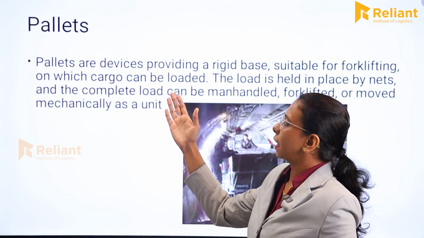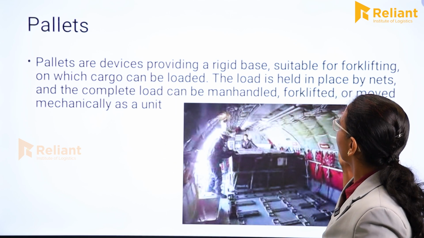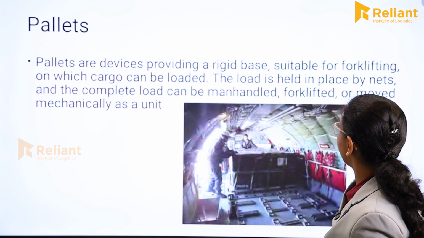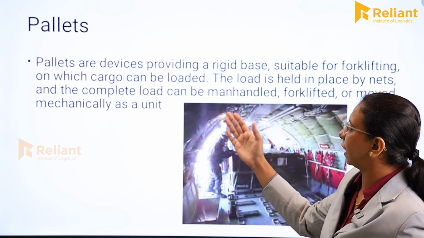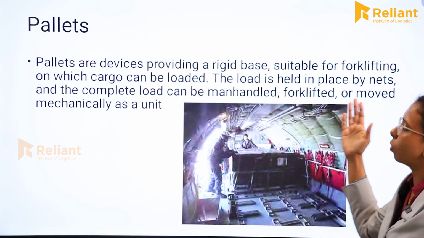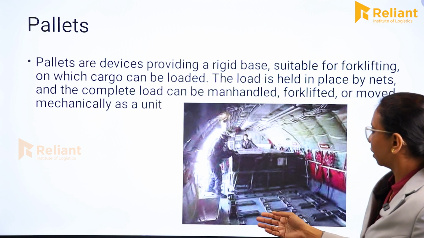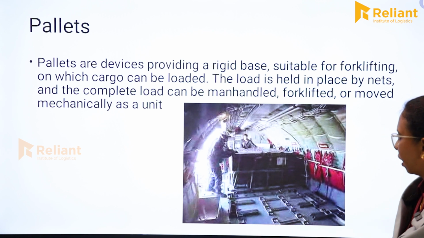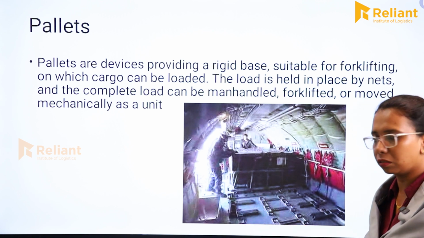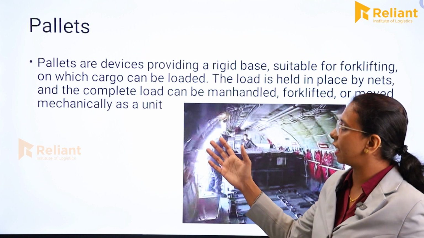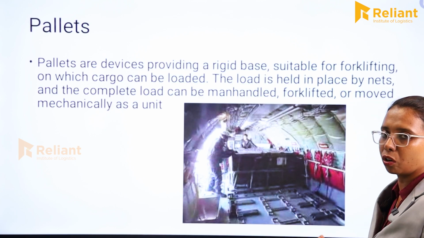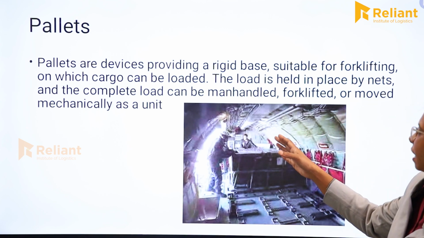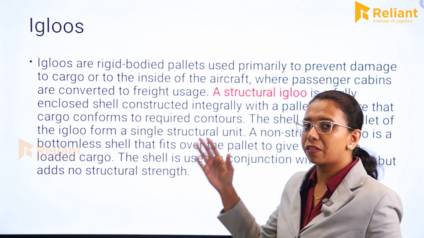Next one is pallets. Pallets are devices providing a rigid base suitable for forklifting on which cargo can be loaded. The load is held in place by nets, and the complete load can be manhandled, forklifted or moved mechanically as a unit. You can see that inside the aircraft there are roller wheels. It's a bigger load, and pallets can be moved easily through these roller wheels. This is how it is loaded inside the aircraft, and it can be easily manhandled and forklifted also. Okay, next we can see igloos.